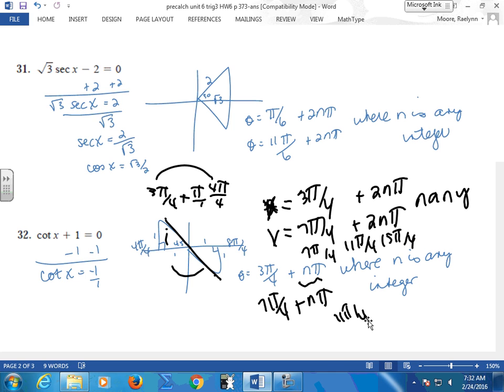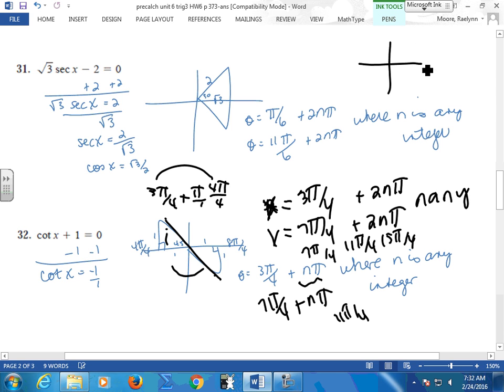Pi. What is the tangent period? Think back to your curves. It's pi, right? So every pi, I'm going to change. Whenever I have the tangent and the cotangent, it makes it a lot easier. I'm allowed to do this because your period is just pi, not 2 pi.